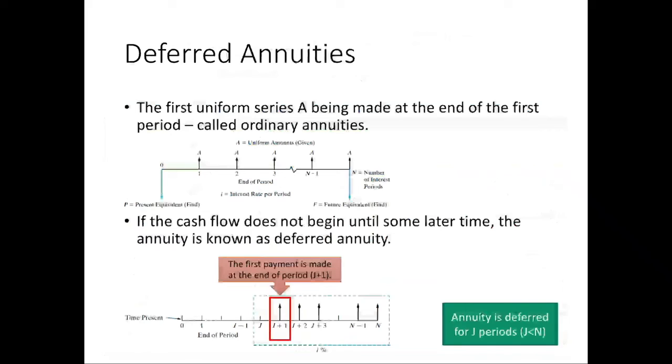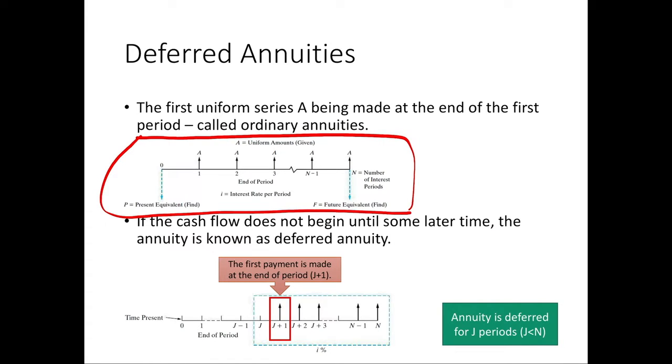The last case is called deferred annuities. Defer means it's delayed, meaning the annuity does not occur at the end of the first period. Just to think about the regular annuity, we draw it like this. And the rule is the annuity occurs at the end of the first period, and we call it ordinary annuities. That's the annuity problem we have seen.